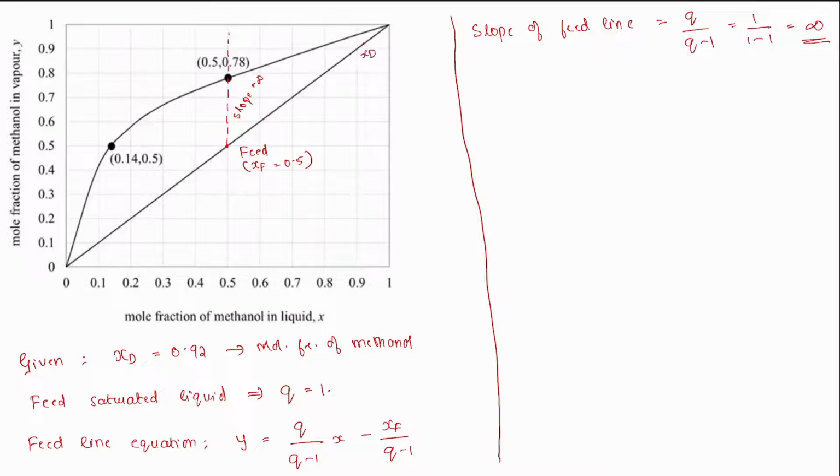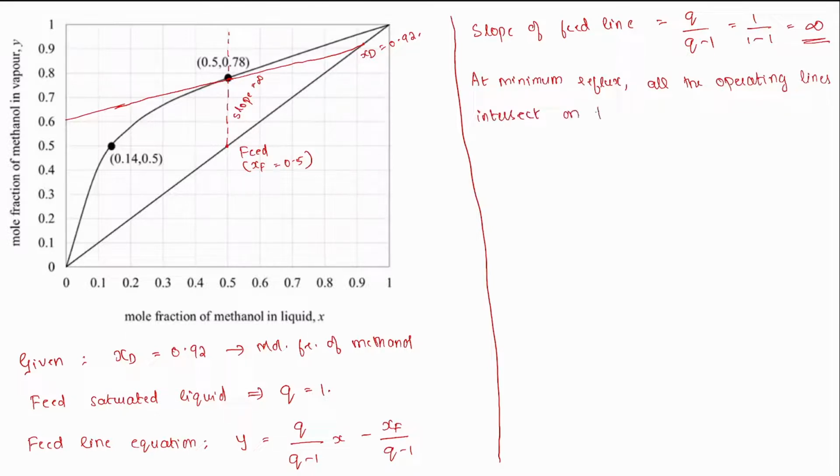Now we can also draw the operating line starting from xD is equal to 0.92. At minimum reflux ratio, these operating lines will intersect at the equilibrium curve. So we can write that at minimum reflux, all the operating lines of enriching section, stripping section, as well as the feed section will intersect at a point on the equilibrium line. And this point here is 0.5, 0.78. So x, y is equal to 0.5, 0.78.